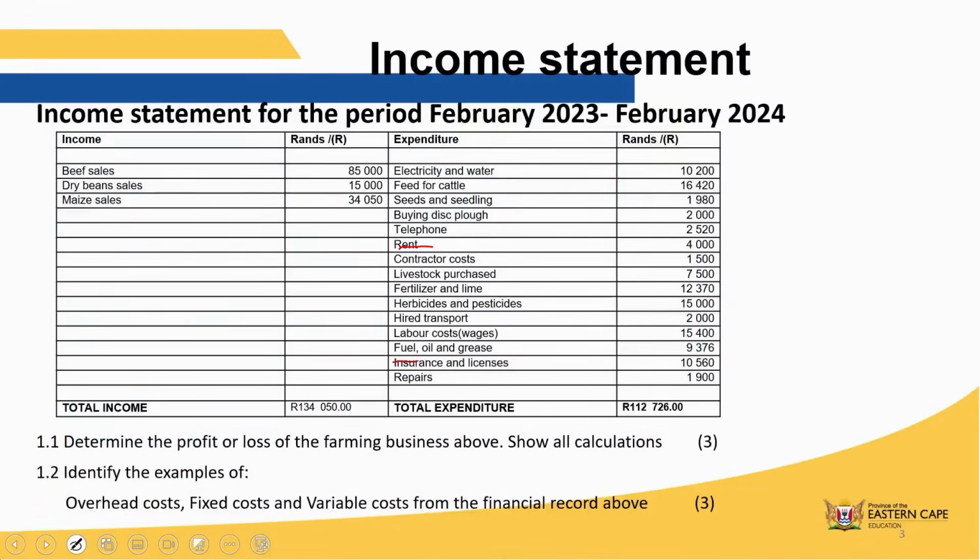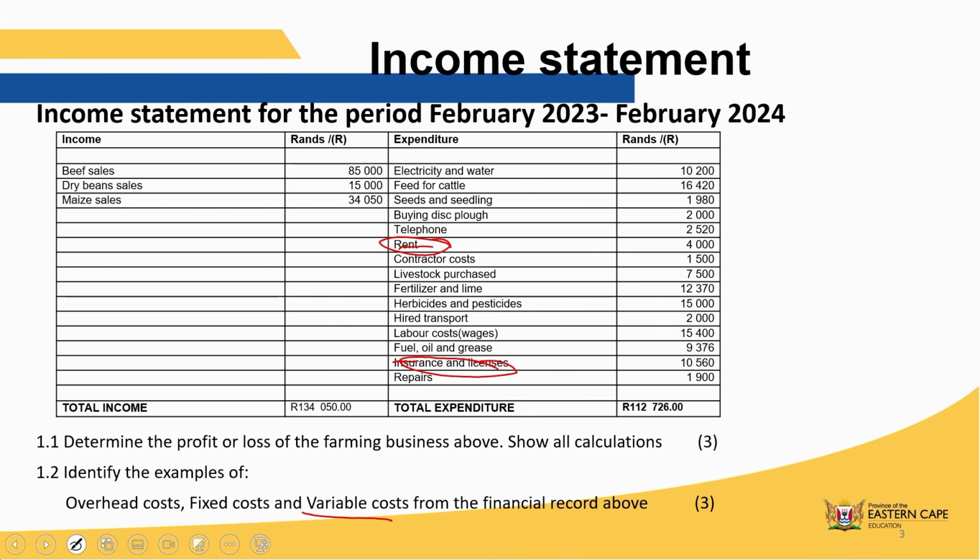We also have the rent. It doesn't change when the production changes. So even if the production increases or decreases, these types of costs do not change. So those are the fixed costs. But the ones that change with change in production are the variable costs.